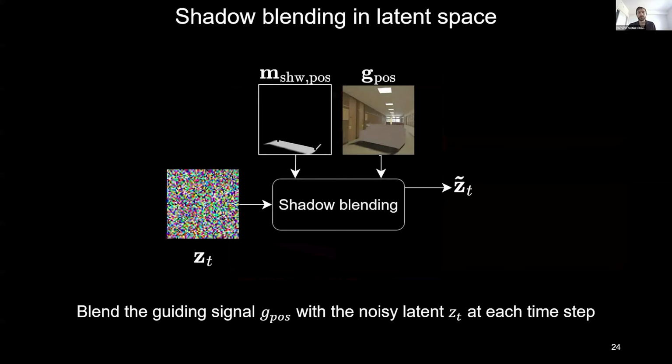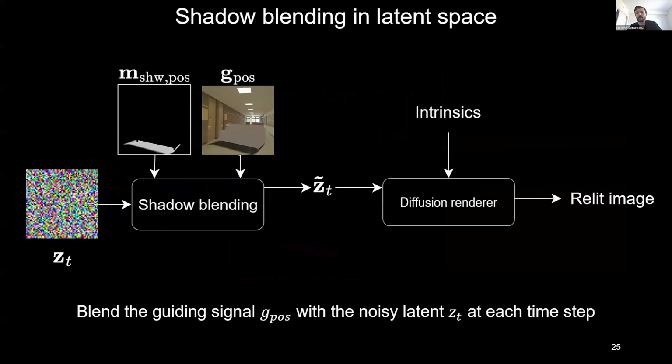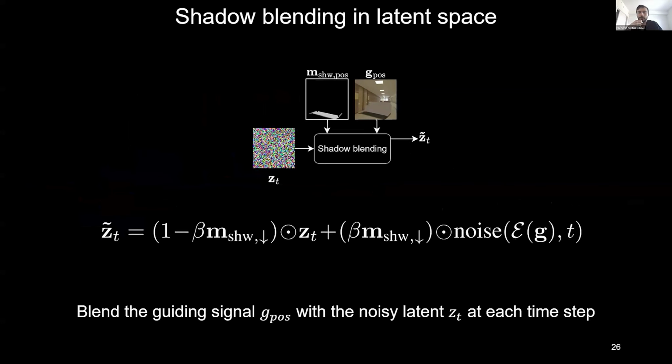And then since we have a diffusion process, we're going to blend this coarse composite shadow with the noisy latent ZT on the left. We're going to do this at every time step. And we feed that to the diffusion renderer, and at the end, we get the relit image. We don't change anything, so we also feed the intrinsics as before. That's the equation that we use for linearly alpha blending the shadow with the noisy latent. It's not very important, but you can find it in the paper also.